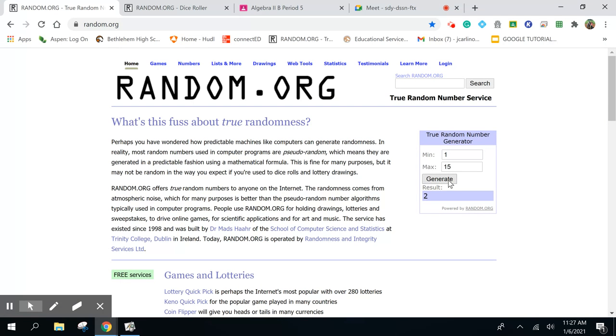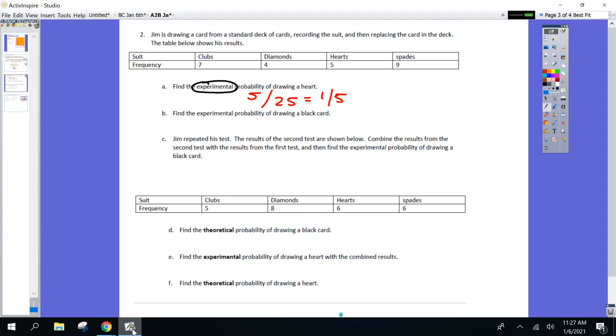My boy, there he is. Isaiah, didn't hear from you yesterday. Here we go. So how many spades and clubs did he draw? 16. Out of? 25. Still 25, yeah. And that does not reduce. Everyone's all good. Okay, let's keep moving then.